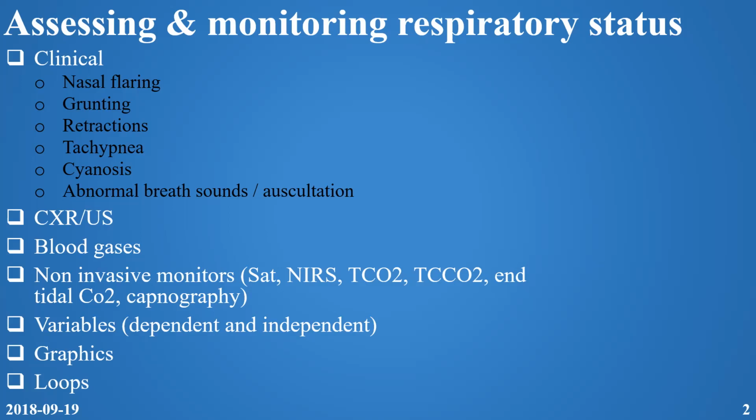We also look at the variables on the monitor of the ventilator. The dependent variables depend on what the clinician, a nurse or a doctor, set, and the patient interaction. And there are independent variables, which are only those you set. So dependent is the result of the interaction between what you set and the baby or child. You monitor both the set and the measured values. We look at the graphics and the loops. So this is how we monitor a baby's respiratory status.